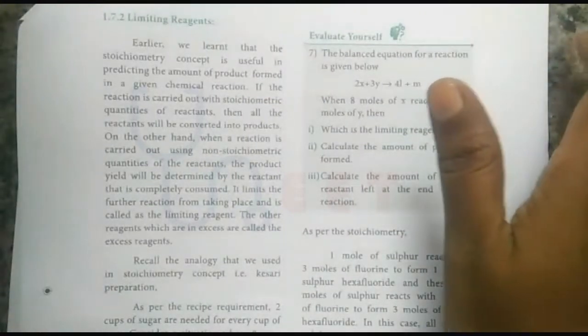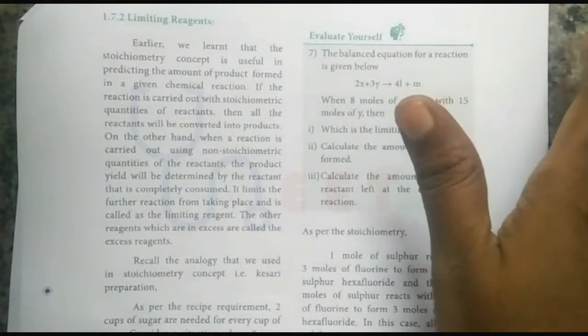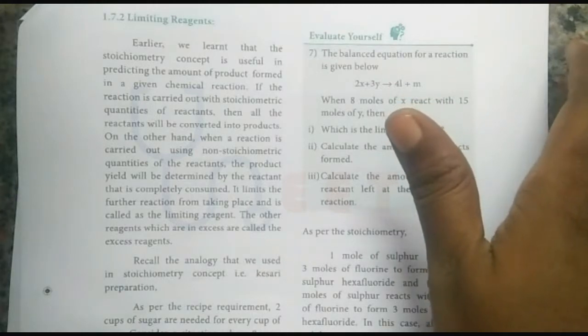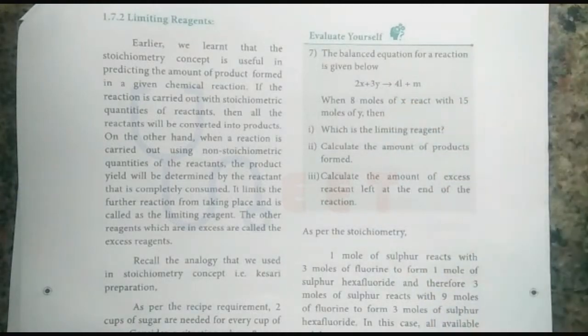Now we are going to see about a limiting reagent. Stoichiometric reactions are helpful to identify the amount of product formed or the amount of reactant required for a particular reaction. But limiting reagent means that in a chemical reaction, one of the reagents is fully converted into the product. That reagent is called a limiting reagent.